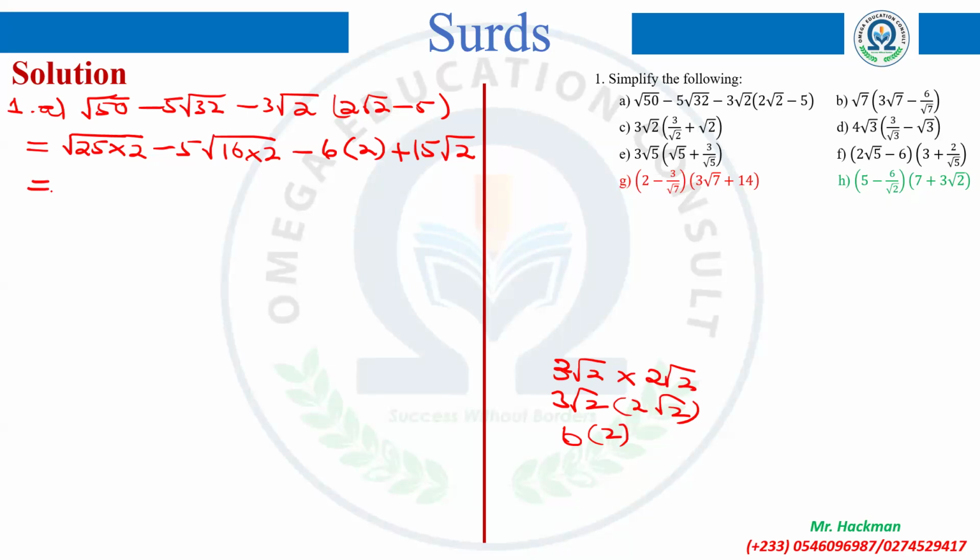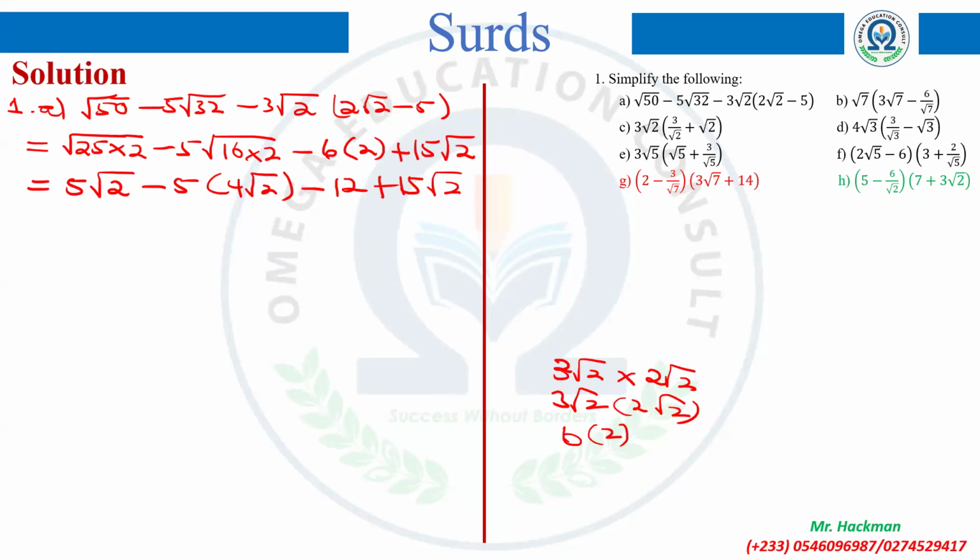All right, so this will be equal to, as I've told you, the step where you write root 25 times root 2 is not necessary. Once you split it this way, this is the perfect square. So root 25 we know will give us 5, then root 2, then minus. If you simplify what you have here, it will give us 4 root 2. Then minus 12, then plus 15 root 2. All clear?